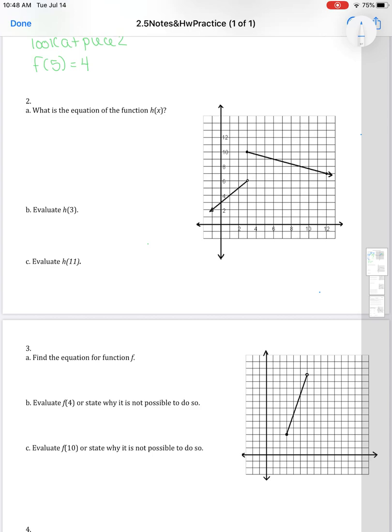All right, example 2, the piecewise graph is already given to you. It says, what is the equation of the function? So what we have to do is come up with the actual equation. So we're sort of going backwards with this problem.